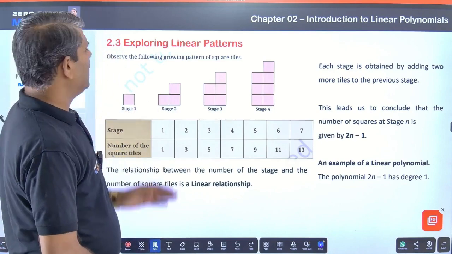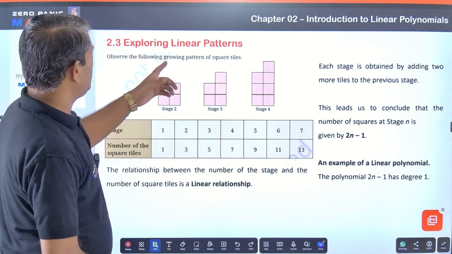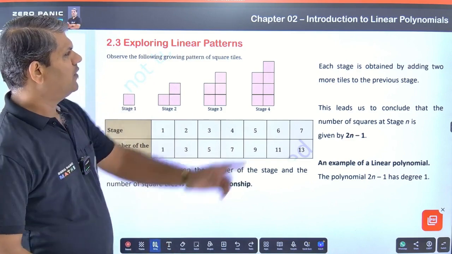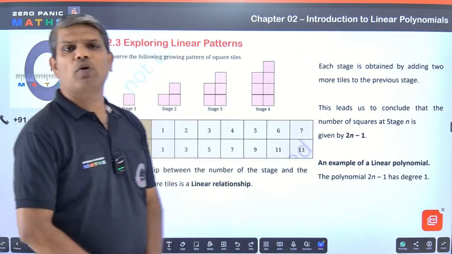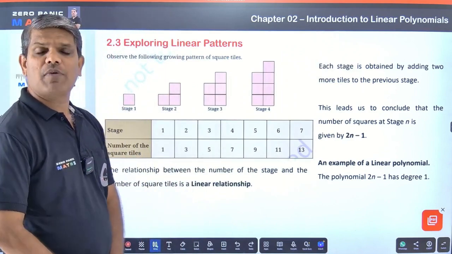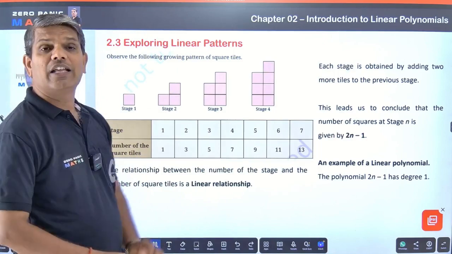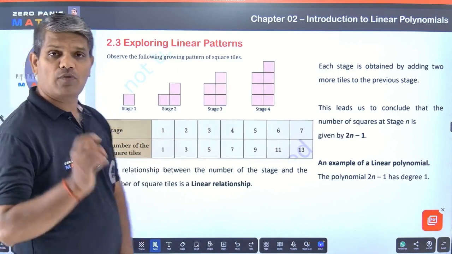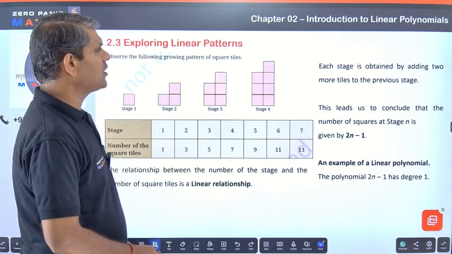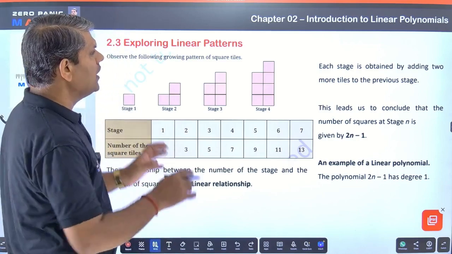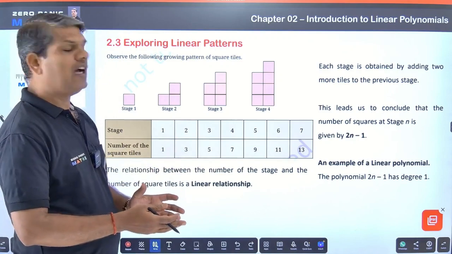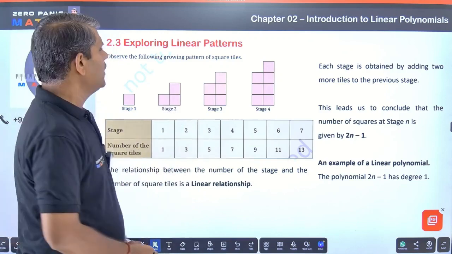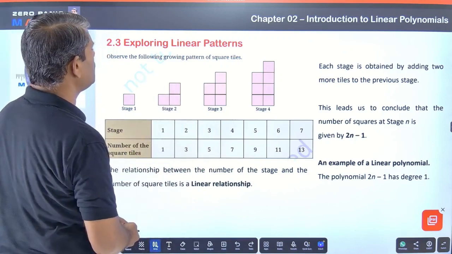In today's session, let us continue our discussion on exploring the linear patterns. In the previous session, if you remember, we have done the introduction to linear polynomials and also discussed some of the problems using exercise set 2.1 and exercise set 2.2. If you have not watched that video, the link is given in the description. Please watch that video because it gives you the basic idea to understand the concept in this. Now let us continue our discussion on exploring the linear patterns.